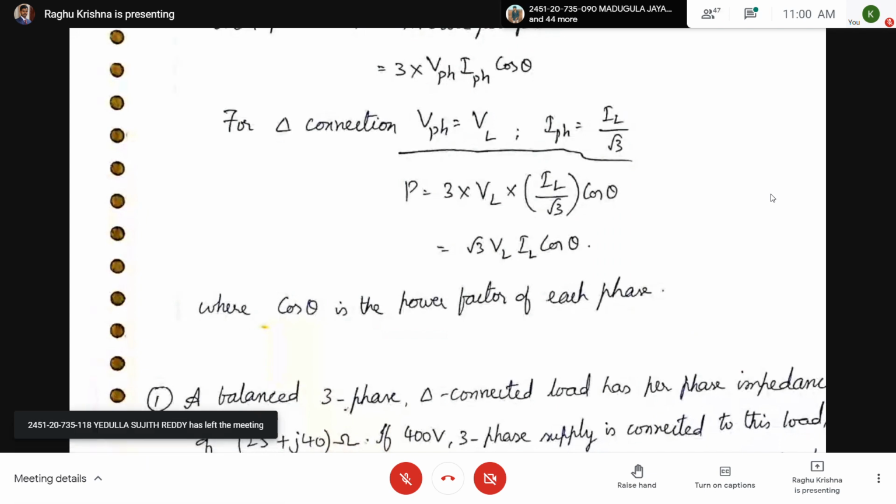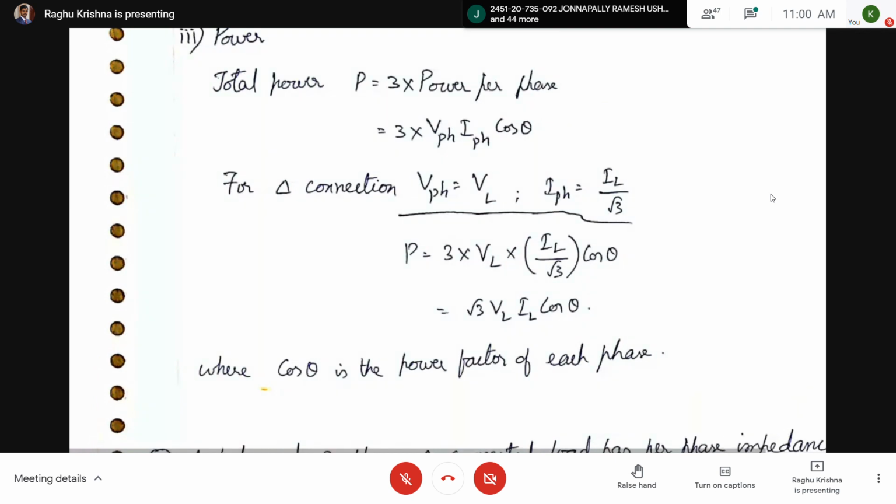That's one. Is it clear? So here, 3 into V phase I phase cos theta. The same cos theta we are using in this also, √3 VL IL cos theta. So in both the equations, the theta is the angle between phase voltage and phase current.